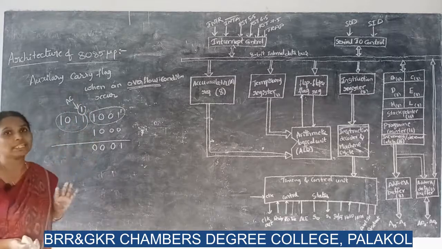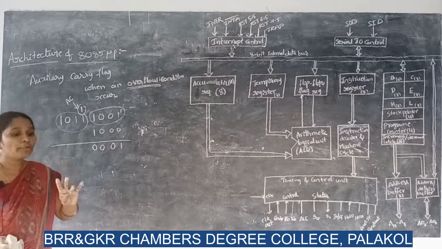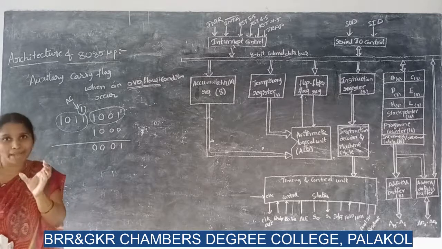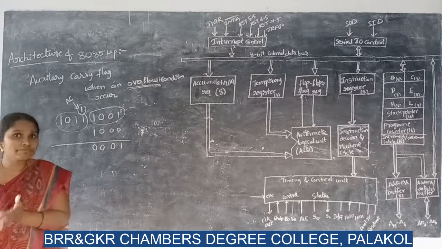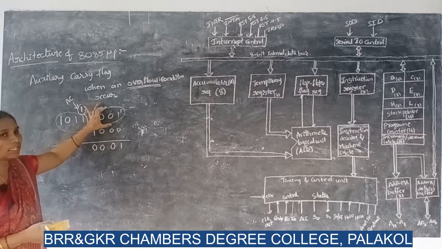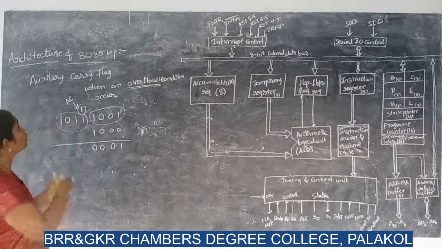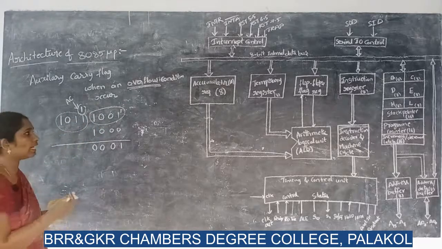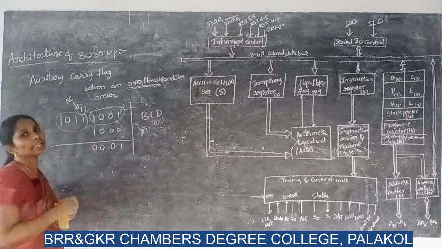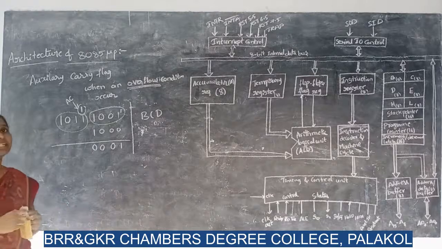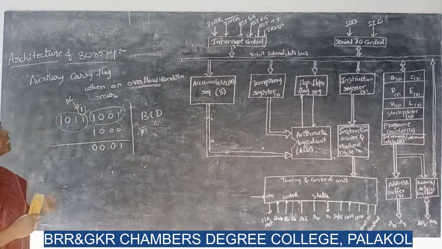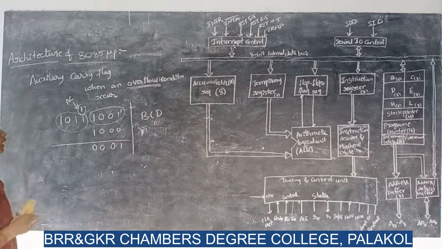Okay, so what is meant by a nibble? 4 bits is called a nibble. 8 bits is called a byte. 16 bits is called a word. I think all of you know it. So this is nothing but the auxiliary carry flag. The auxiliary carry is generated when we are performing a BCD addition, and then only the auxiliary carry flag is set.